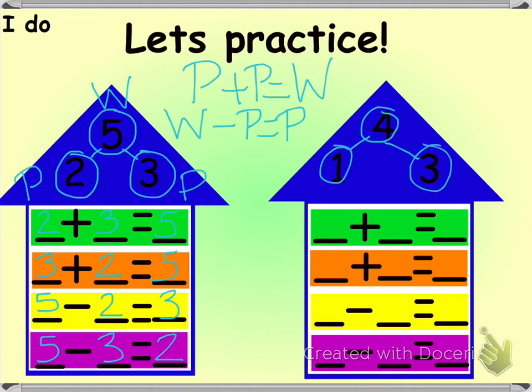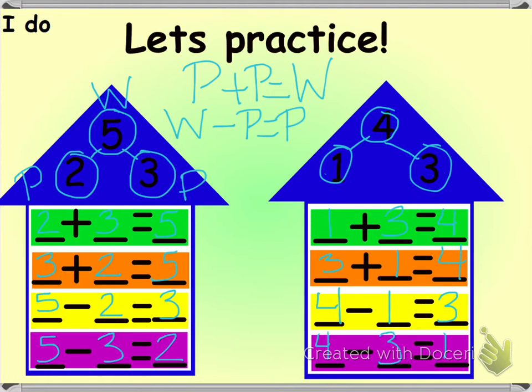Now look at this. Let's do 2 addition sentences first. So my 2 parts, 1 and 3. So 1 plus 3 equals 4. Flip those 2 parts around. 3 plus 1 equals 4. Now let's subtract. The whole has to be first. 4 minus 1 equals 3. And then we could do the other one where you flip the parts. 4 minus 3 equals 1.